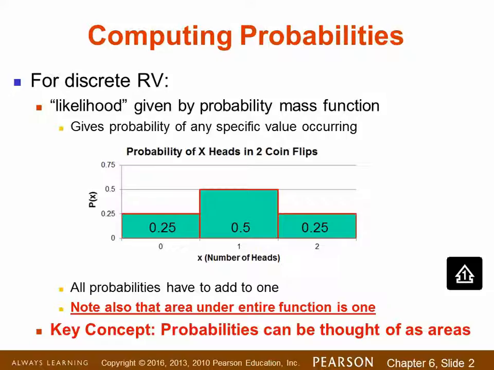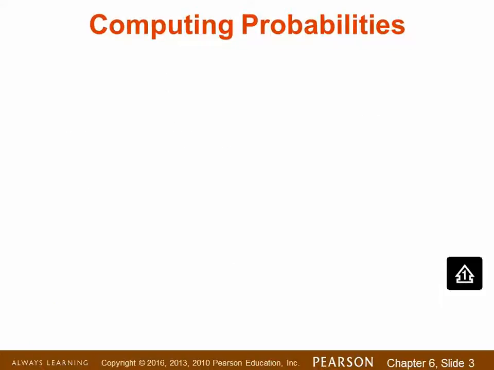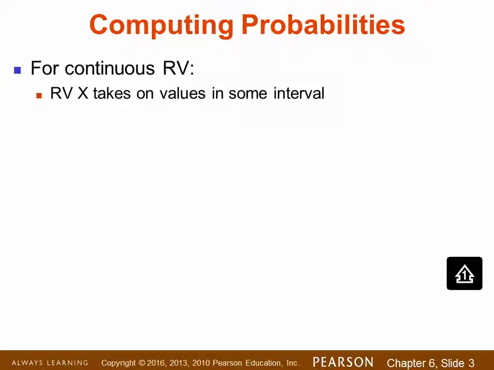Let's see how it applies to continuous. So this is one of the ways in which continuous and discrete are going to be different. So we're going to start off with a continuous random variable. First of all, we kind of have to know the interval that the variable can take its values on. So we're going to have to specify what the interval is.